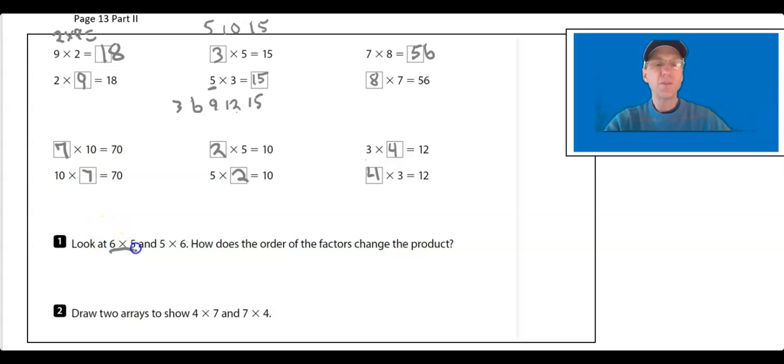So look at 6 times 5 and 5 times 6. How does the order of the factors change the product? Well, the order of the factors does not. Okay, so I'm not sure why they worded it that way, but how does it affect the product is what they should say. Let's change that to have an effect on the product.